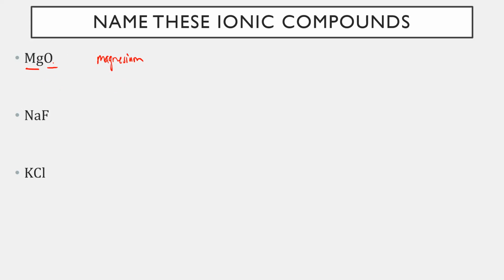And then we have oxygen. So oxygen is a nonmetal. We have to write our nonmetal now, but change the ending to "ide." So it's not oxygenide. It's going to be oxide. Magnesium oxide. Done. Right? Next one.